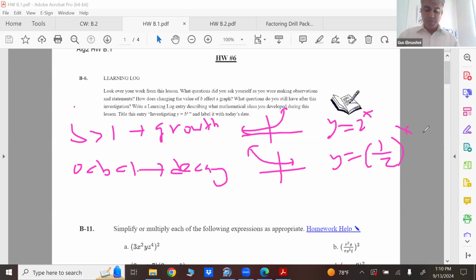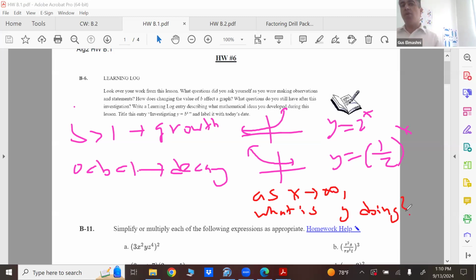I have a question. Yeah, go ahead. How do you say it's dropping if there are arrows on both sides? Great question. It's a really good question, which I probably didn't emphasize. It's my fault. As x approaches infinity, what is y doing? That's a question you're asking yourself. As x gets larger, what do we see y doing?